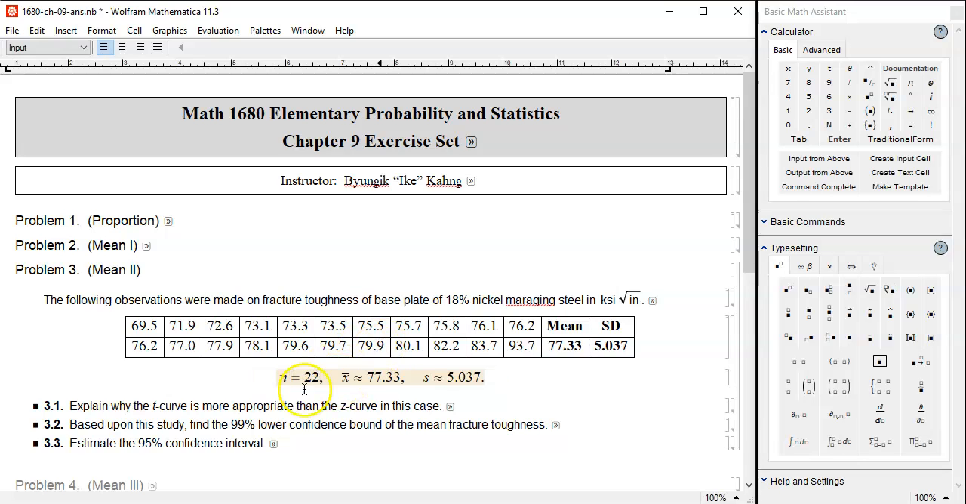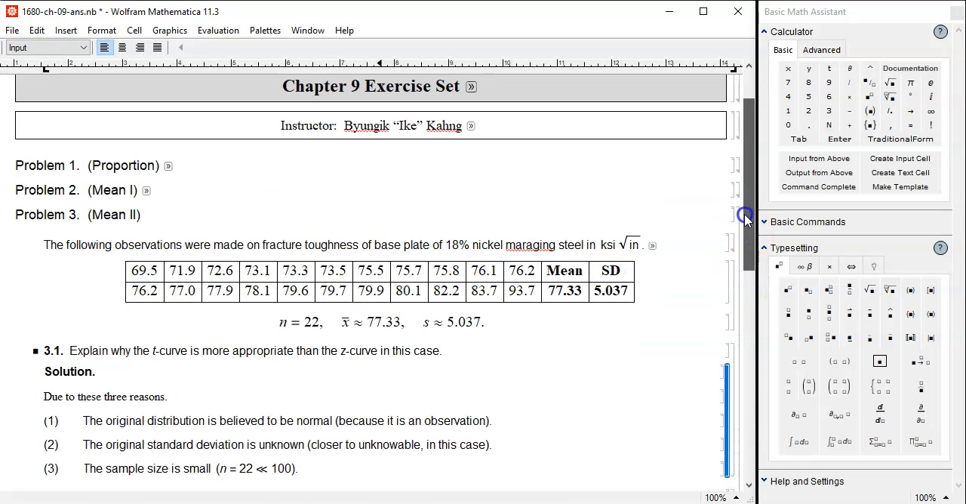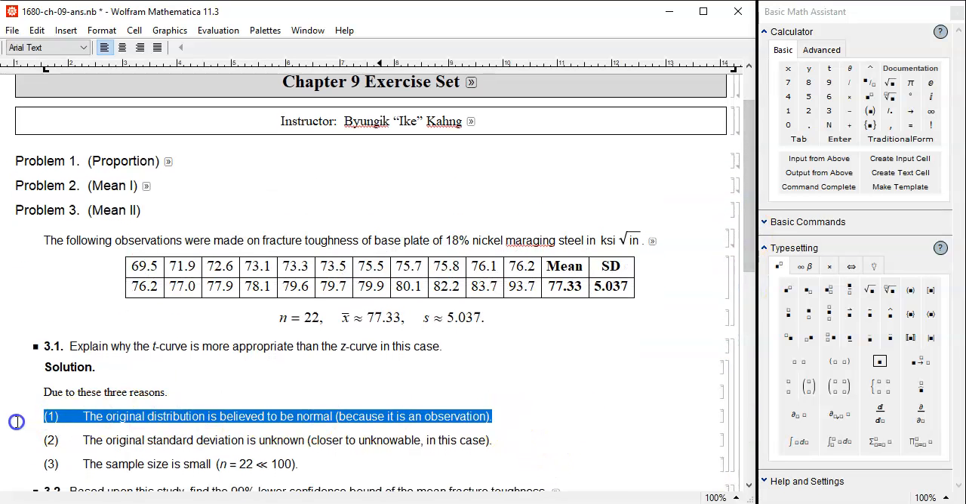But that's only one of 3 criteria that you have to check. How about the other 2? Well, here we go. Criterion number 1. The original distribution is believed to be normal. Yes, in this case, because this is an observation. There's some observation error, either in plus direction or minus direction, but a bulk of them around 0. So the original distribution is more or less normal.